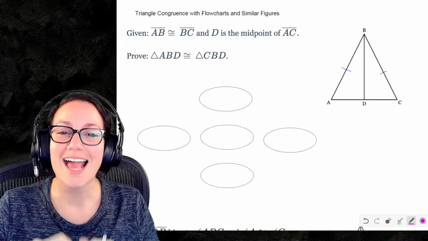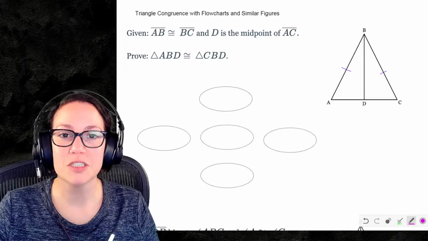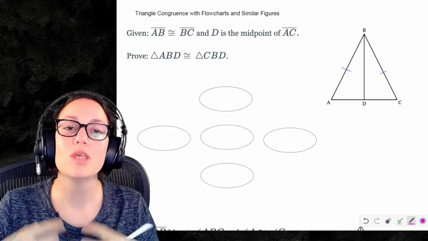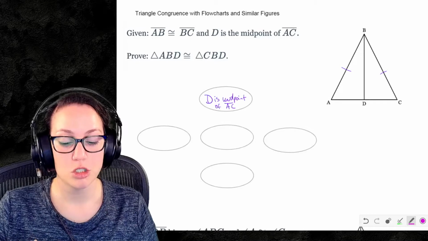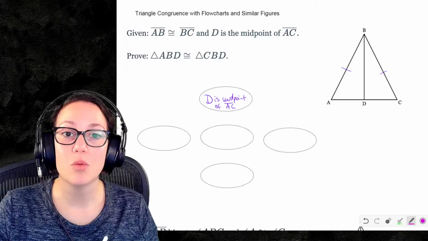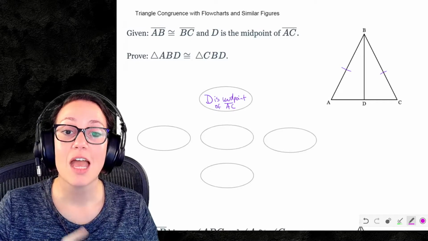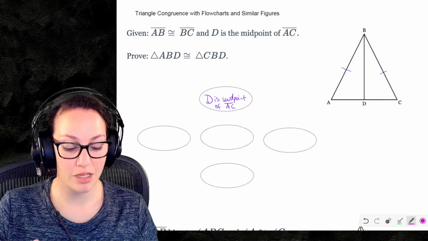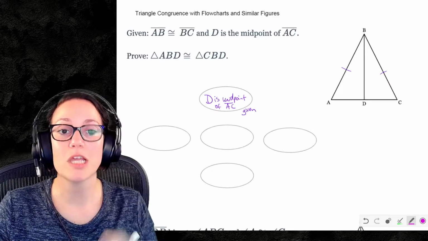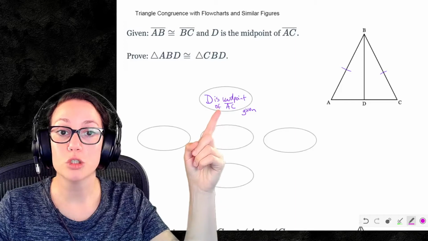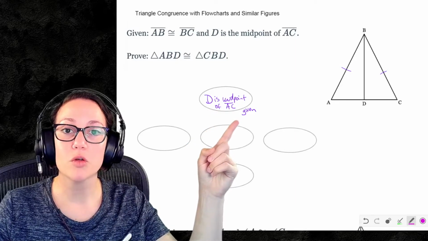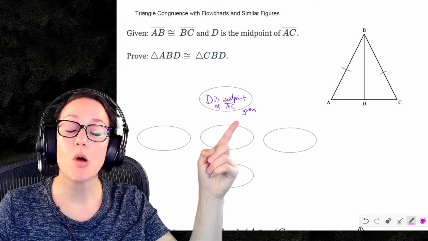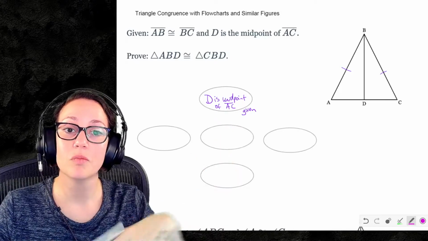So let's add that to our proof first, and then think about what we can add to our figure that tells us about our figure. So we know that D is the midpoint of line AC, and we know that because it's given to us, right? So remember, in the bubble goes your statement, and then right next to it on sort of the bottom right for our flowcharts, that's where your reasoning goes. You always want to include your reasoning.